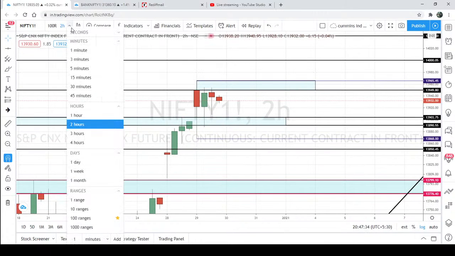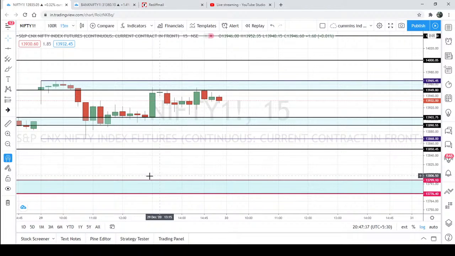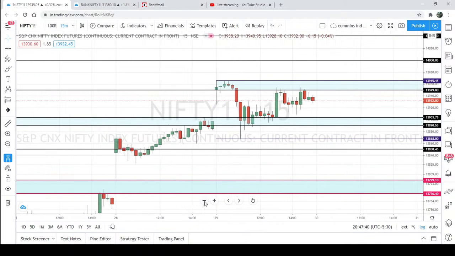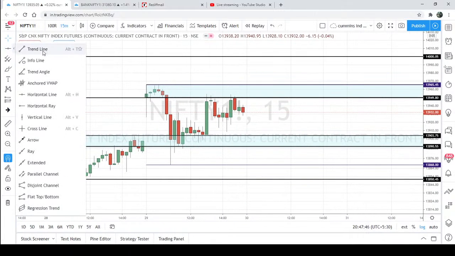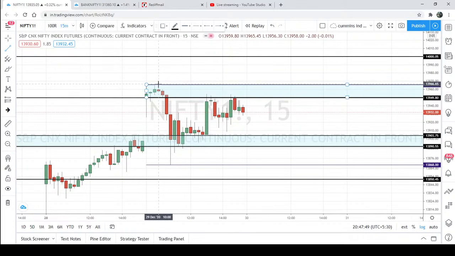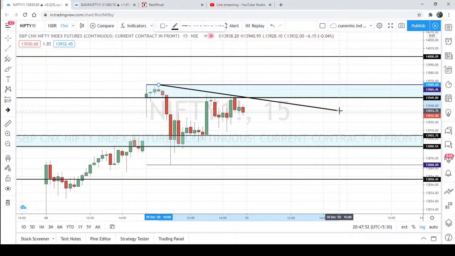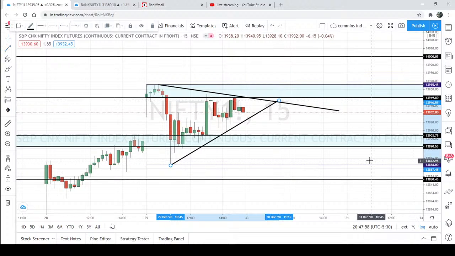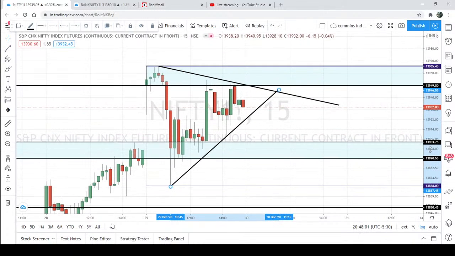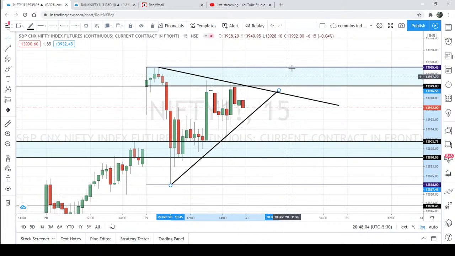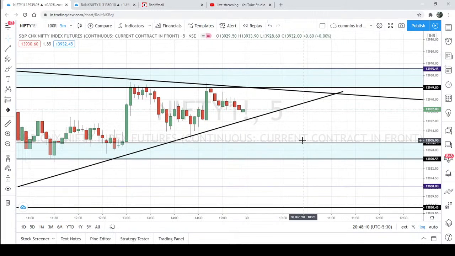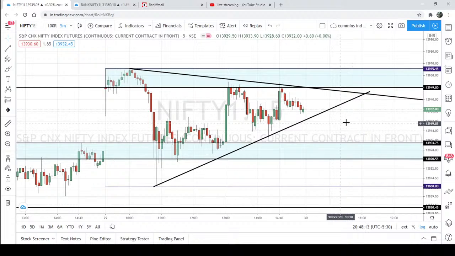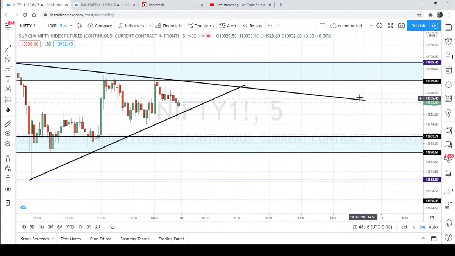Now I'll show you in 15 minutes also what has happened. Remember, in 2 hour chart it has formed something like an inside bar, and in 15 minutes chart, if you see, it has formed something like a symmetrical triangle. A break on either side can give some good momentum. Let's go to 5 minutes chart and check out how our trade plan will be. I'll just change the color of this symmetrical triangle I have drawn here.